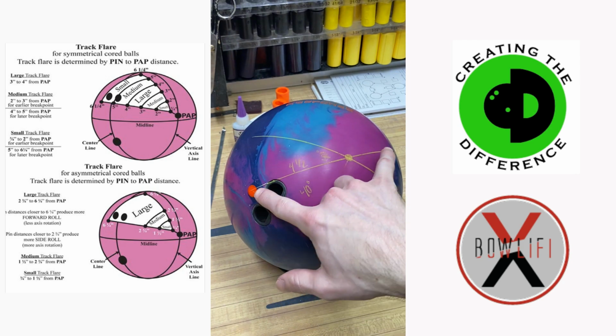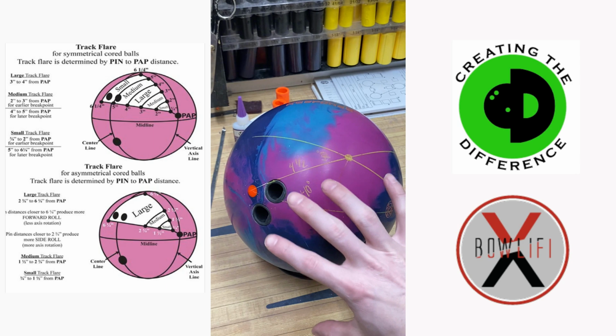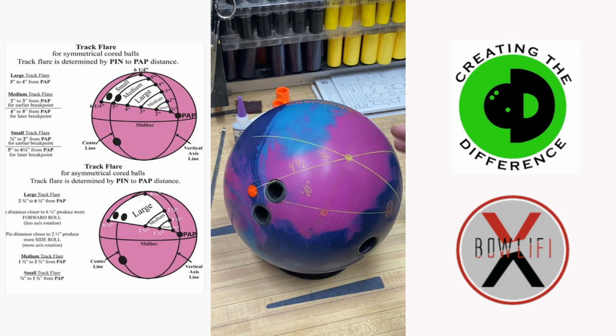As you get longer and longer pin to PAP distance, you basically offset the core as it's going down the lane. You will see a more violent flip in the back end. And then depending on that second angle we're going to talk about in a minute, will dictate just exactly how continuous that motion is going to be. So that's pin to PAP distance.